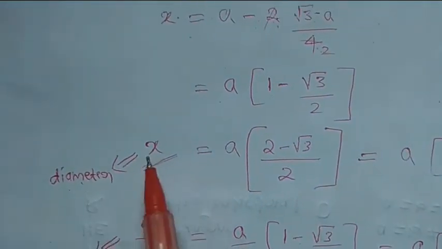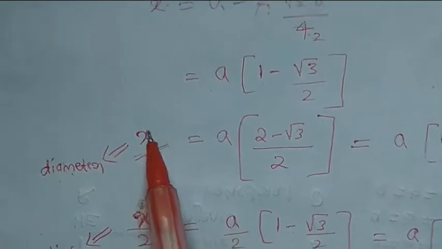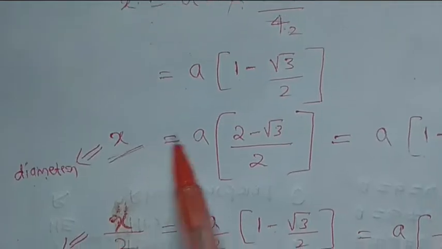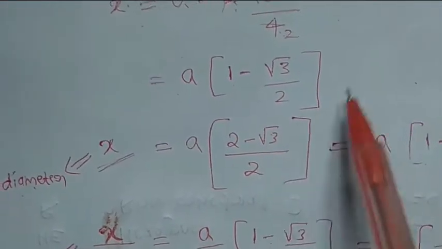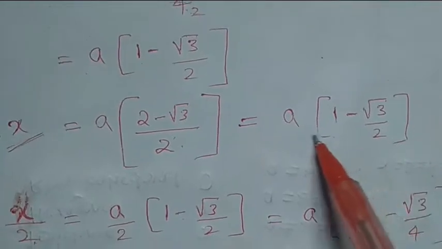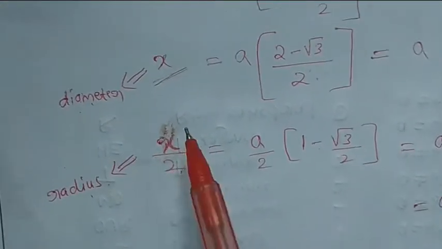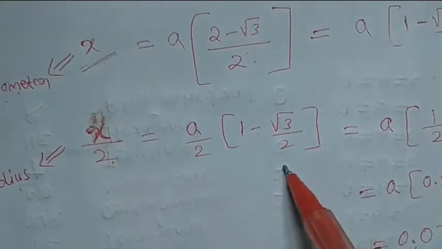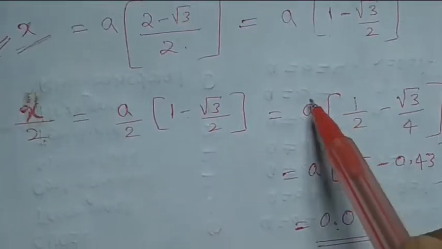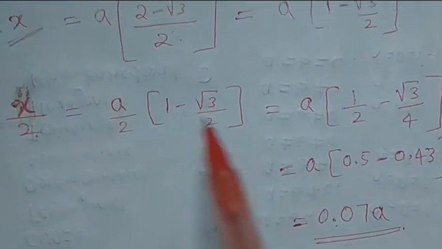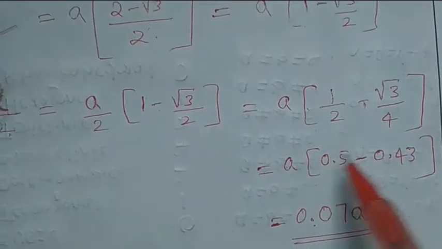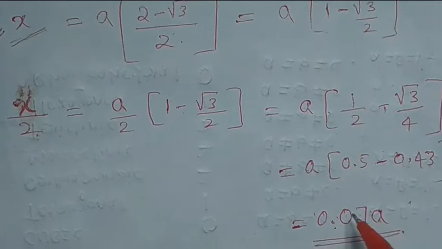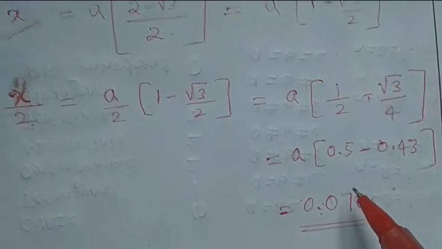Here x is a diameter. If you want radius, you have to divide x value by 2. Then we get radius. X value is a into 2 minus root 3 divided by 2. Then do simplification. Then radius is x by 2, A by 2 into 1 minus root 3 by 2. The calculations are simple. And to calculate the radius, it comes 0.07a.